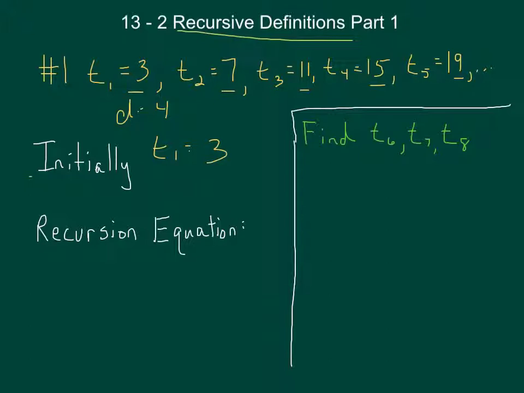A recursion equation for this sequence would go as follows. The nth term is always equal to the previous term. So it's not the nth term, it's the n minus 1 term, plus, in this case, the difference, which is 4. So that's how a recursion equation works. The nth term is the term that you are looking for, and to find it, you need to know the previous term.